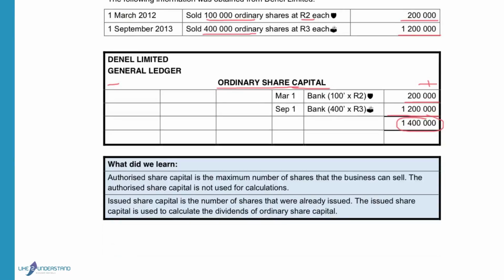Now, what did we learn today? Authorized share capital is the maximum number of shares that you can sell. This authorized share capital is never used in calculations. The only place that you will ever use it is in the note for share capital that will accompany the balance sheet. Issued share capital is the number of shares that was already issued. The issued share capital is used to calculate the dividends on the ordinary share capital.